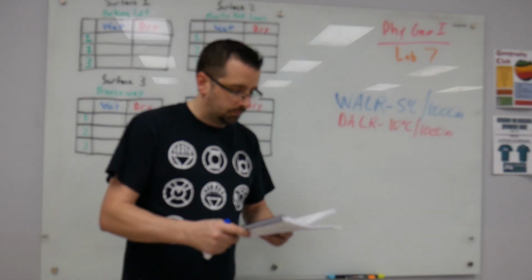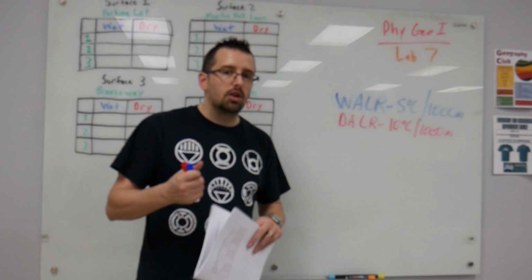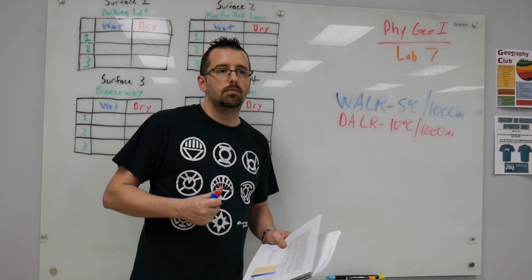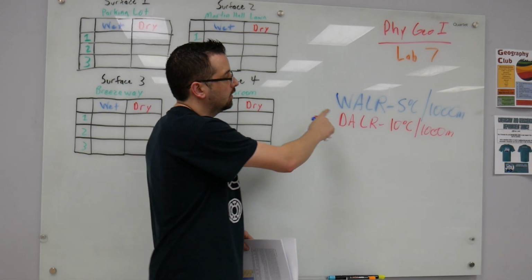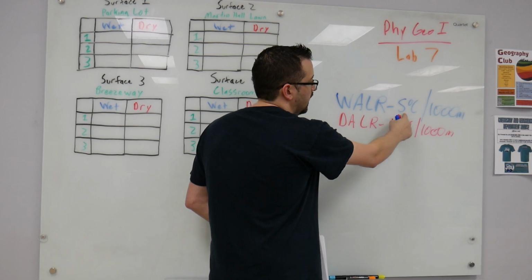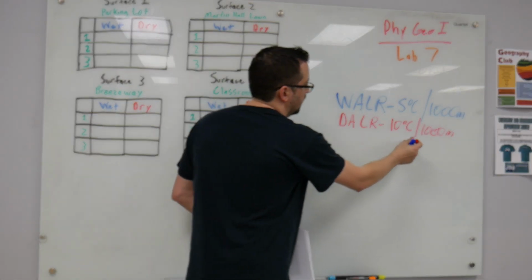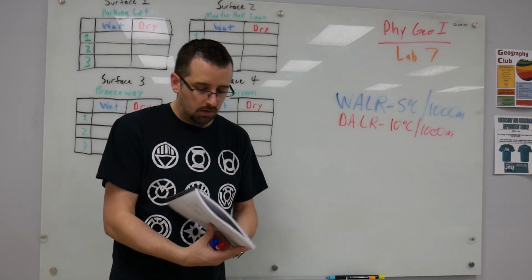Okay, so what I would like you to do, if you are following along with your lab manual, is please do the practice using this information right here. The wet adiabatic lapse rate being 5 degrees C every 1,000 meters, and the dry being 10 degrees C every 1,000 meters. All right. Okay.